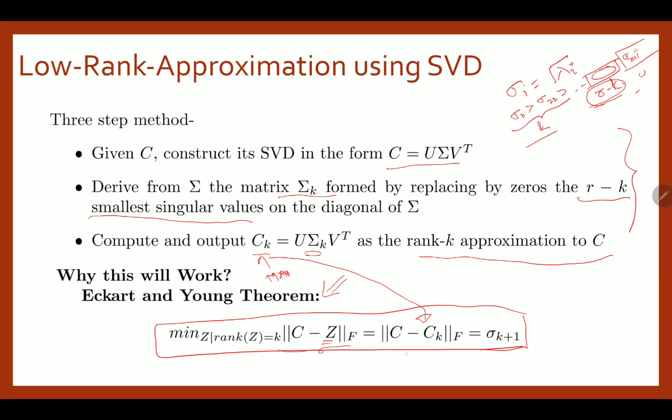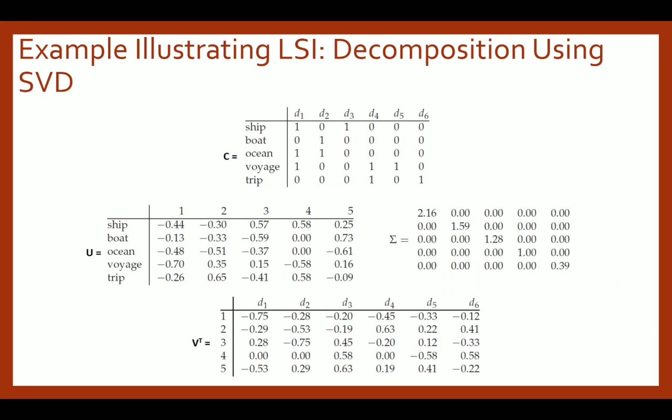And if you see that if K is equal to R, then this approximation gives us sigma R plus 1, and that is 0. So that means that this C R is basically the same matrix as the C. So with this low rank approximation, now we know that we can use this SVD to obtain a low rank approximation matrix C K.